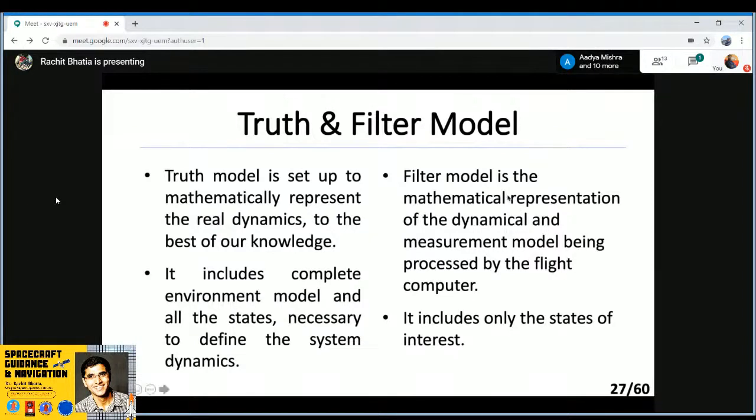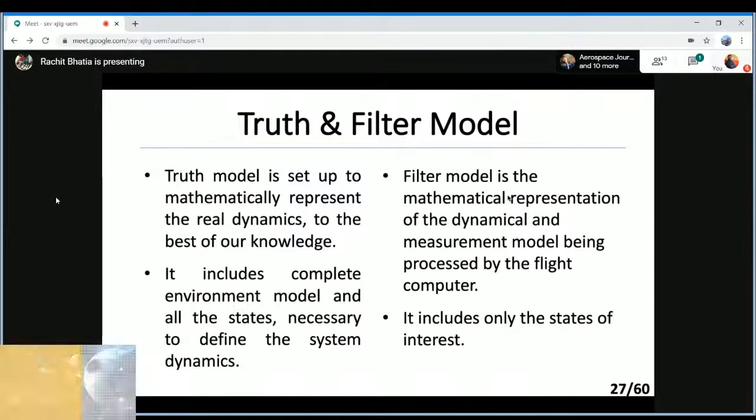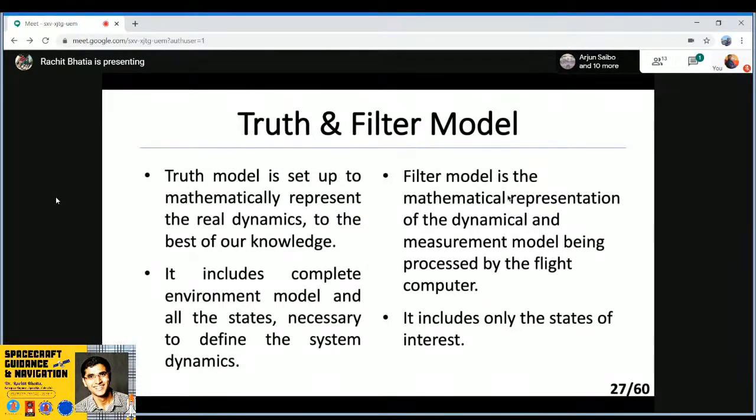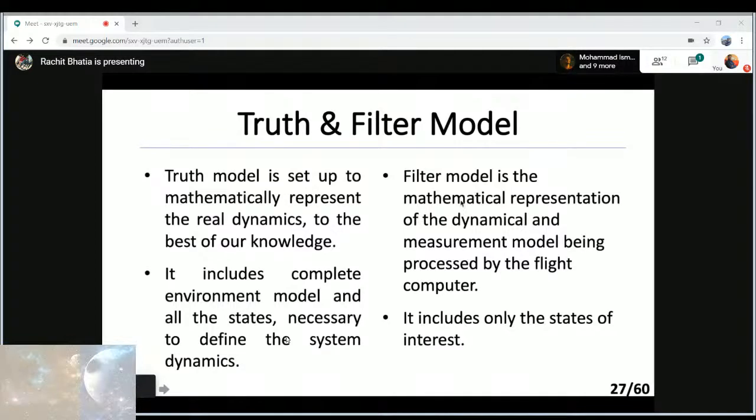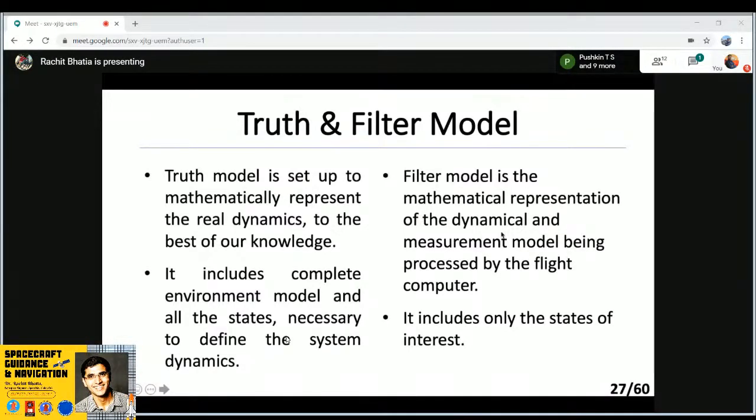Whereas the filter model is what the flight computer, which will be working to estimate the system, will experience based on the measurements it is getting from the sensors and everything. So the flight computer always has a low fidelity dynamics model because there is constraint on computational resources and storage resources. So the filter model is used to define that part of the concept, and it includes only the states of interest.